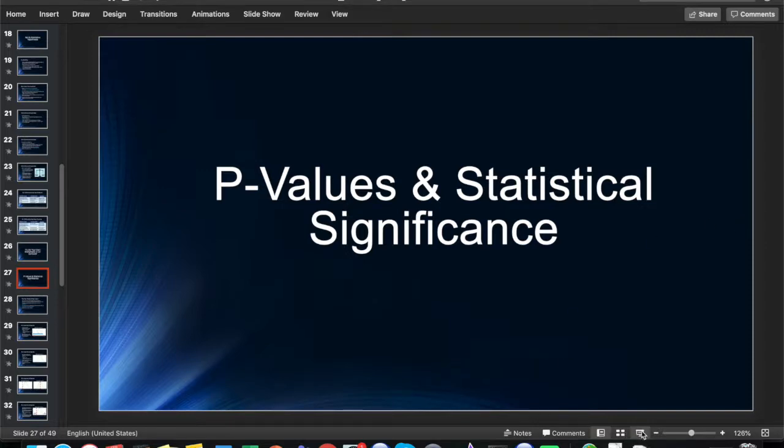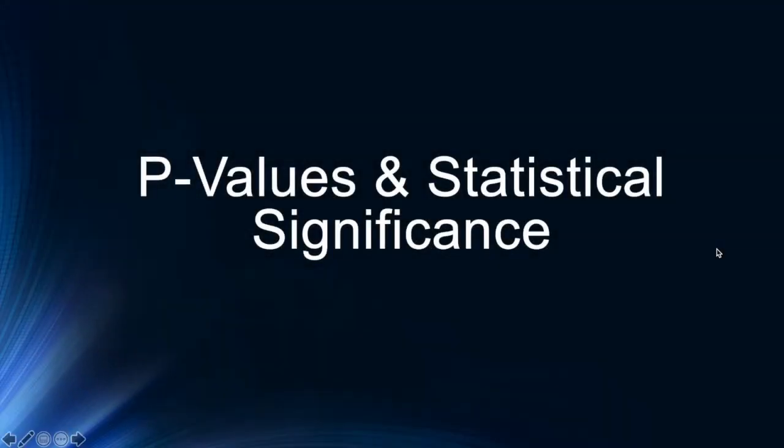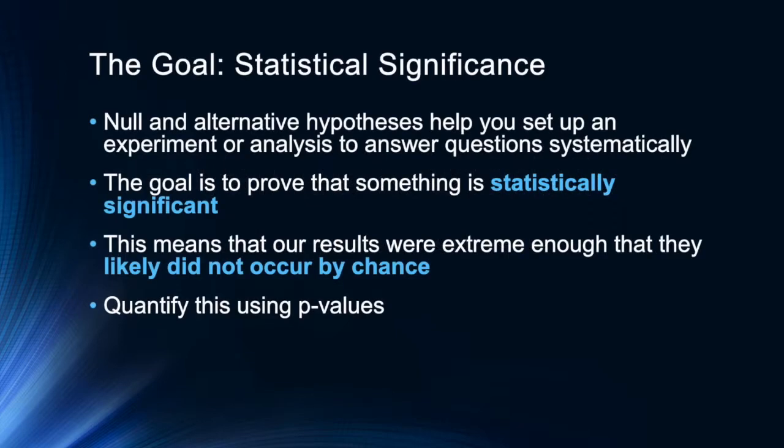All right. So the goal, as we've talked about already, is statistical significance. Now we're going to find out what that actually means in words. So the null and alternative hypothesis help you set up an experiment, so that you're answering the right question and you're thinking about it the right way and with as little bias as humanly possible. So the goal is to prove that something is statistically significant. This means our results were extreme enough that they likely did not occur by chance.